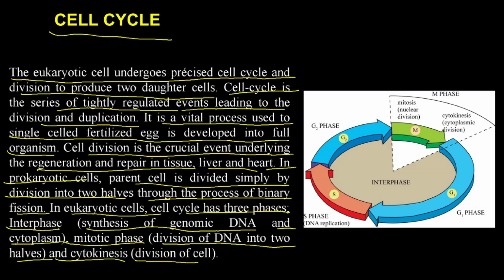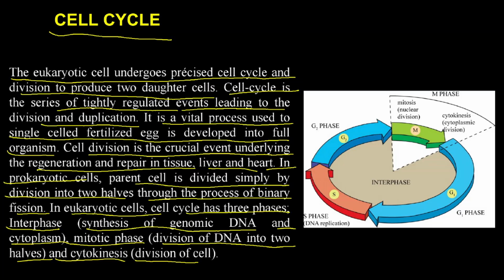Okay. So what is cell cycle? The eukaryotic cell undergoes precise cell cycle and division to produce two daughter cells. Cell cycle is a series of tightly regulated events, that is the checkpoints, in events leading to the division and duplication. It is a vital process used to develop a single cell fertilized egg into a full organism.